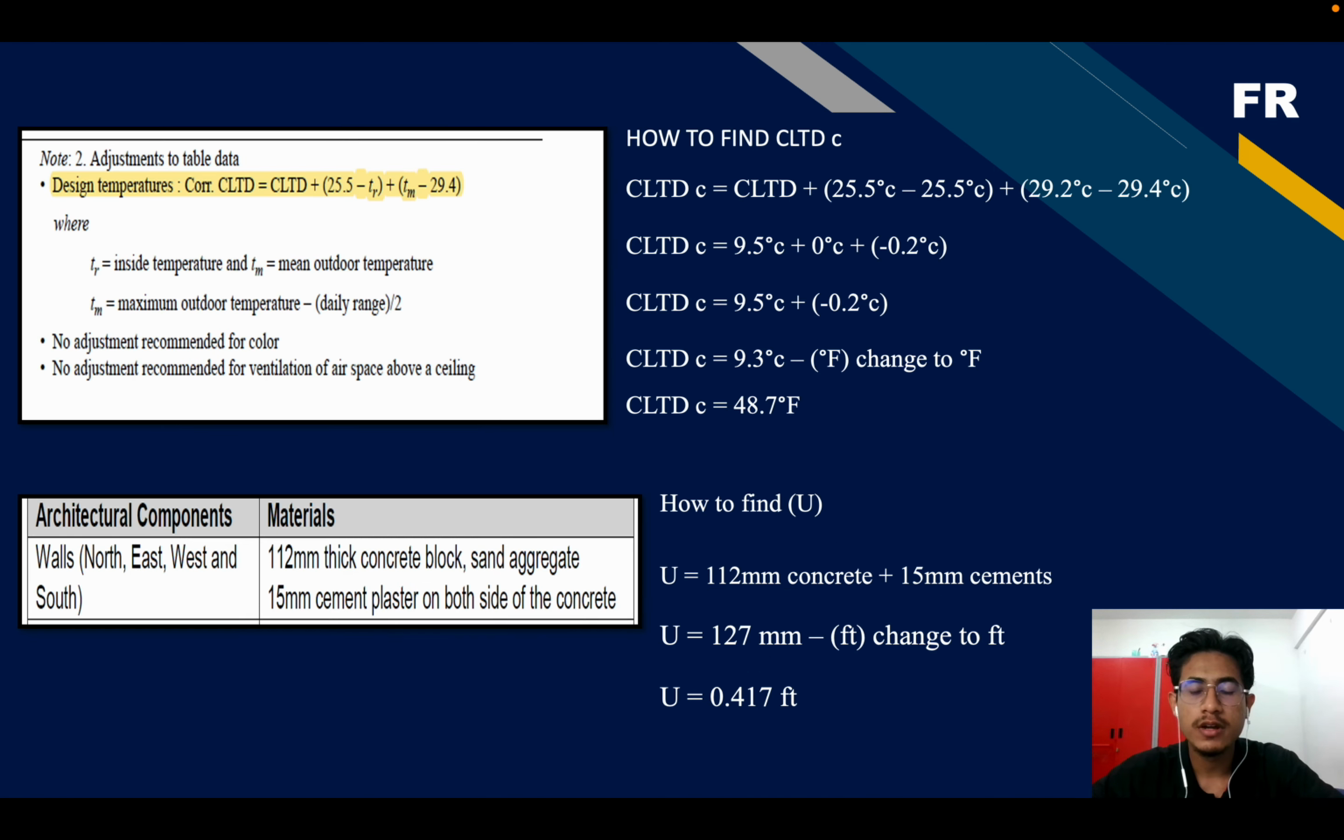Next one is how to find CLTDC. CLTDC equals CLTD plus (78 minus inside temperature) plus (maximum outdoor temperature minus daily range divided by 2). The next one is how to find U. To find U, it is 112 mm concrete plus 15 mm cement. You can get 0.417 feet.